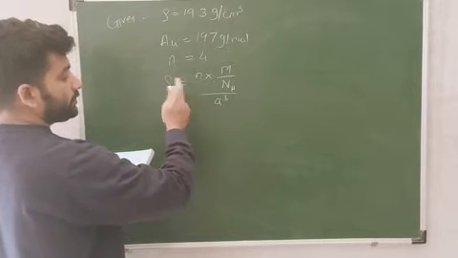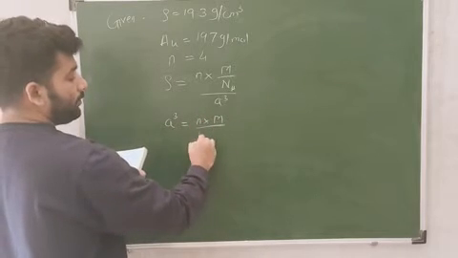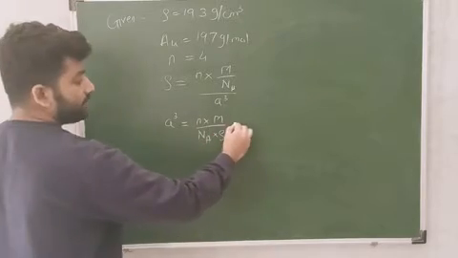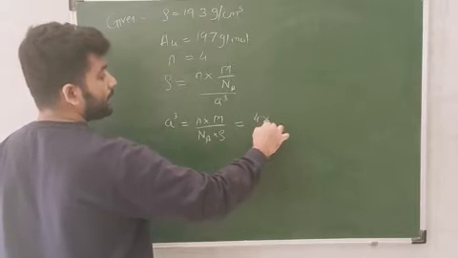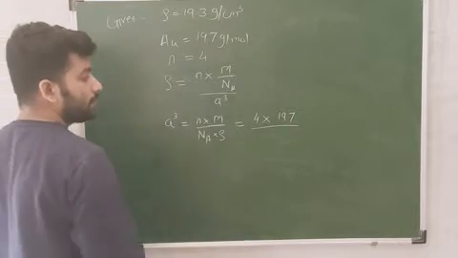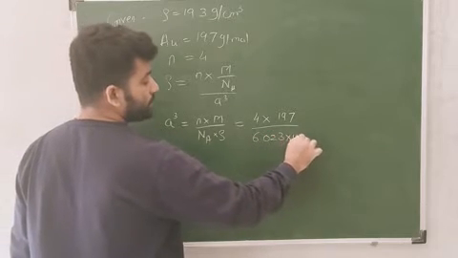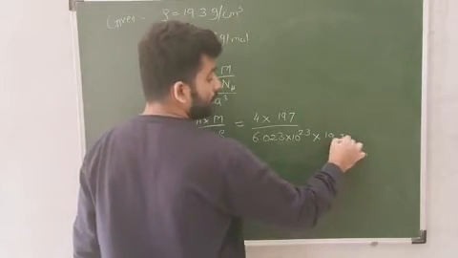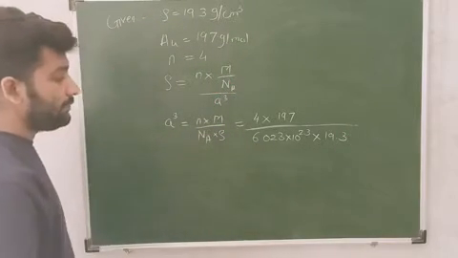We need to find out a cube, so I will rearrange this. So a cube is equal to Z into M upon Na into density. By substituting these values, Z is 4, M is 197 given to us, then we need Na, 6.023 into 10 raised to 23, and density is given as 19.3 gram per centimeter cube. Now we can solve this with the help of log.